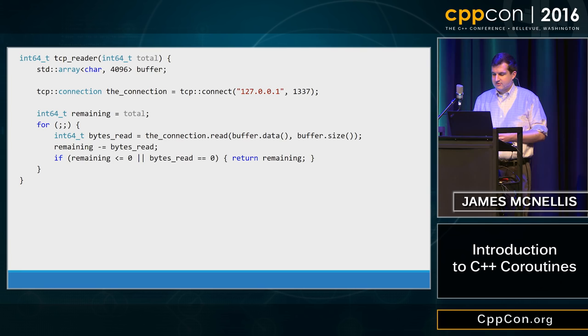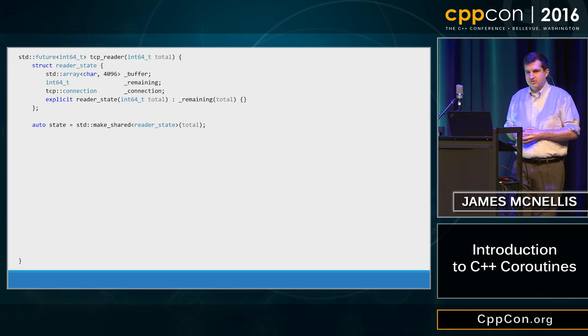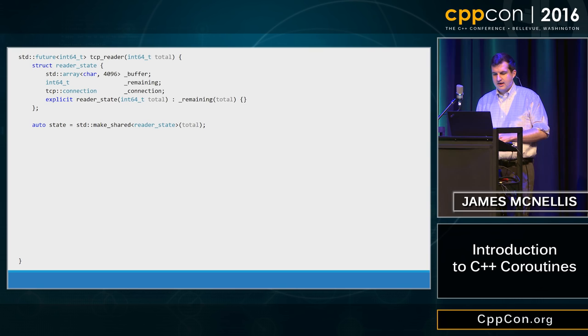The first change is to the signature of the function. Instead of returning an integer, we're going to have to return a future of the integer, because we're not going to have the value when our function returns. Next, we're going to have to wrap up all of our state into a little structure so that we can pass it around between the parts of the asynchronous operation. Because that state is going to outlive the frame of the function, we're going to have to dynamically allocate that on the heap.